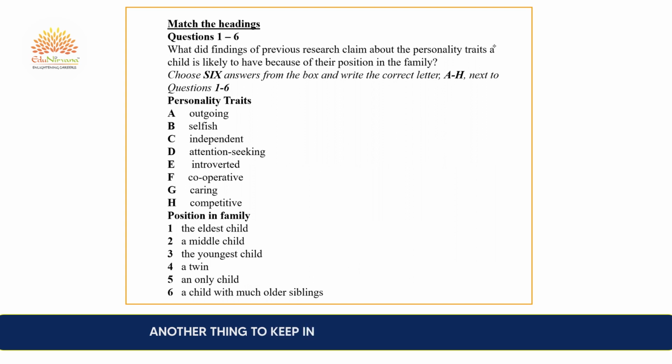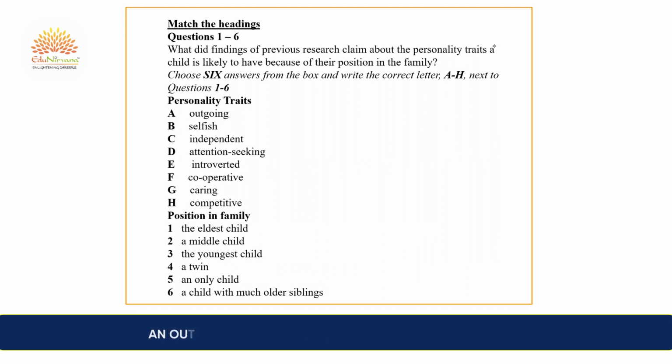Another thing to keep in mind is the number of options. There are a total of 8 answer choices from A to H for only 6 questions. This means two options are traps. Now during the reading time, I will go through all the options and write either their synonyms or the characteristics of each personality trait. So let's start.